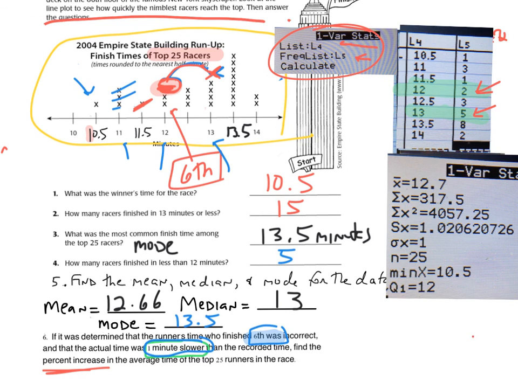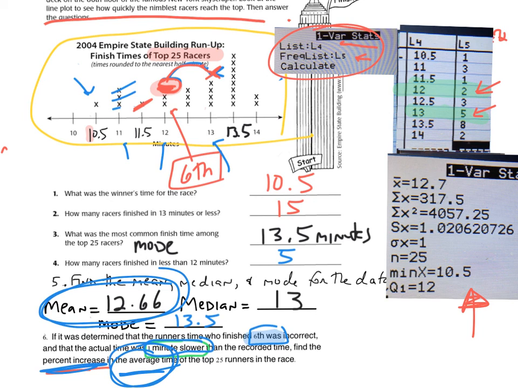and here is what our new one variable stat test should look like. So it says we now want to find the percent increase in the average time. So before, the mean, since they're dealing with average time, before the mean was 12.66. Now, since that one time was changed, the new mean was 12.7. So I want to find the percent increase from 12.66 to 12.7.